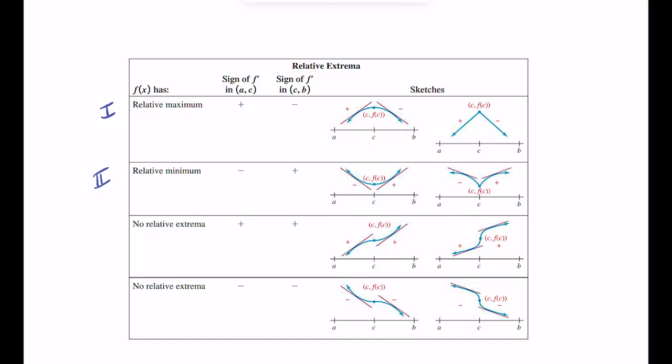What happens if my signs are the same? That means that there's no relative extrema. So you can see here, you have this curve, right? There's no peak or valley. Same thing here. And then with these as well. So we're looking for sign changes. If there's no sign change, that means that there's no max or min. This is number 4.